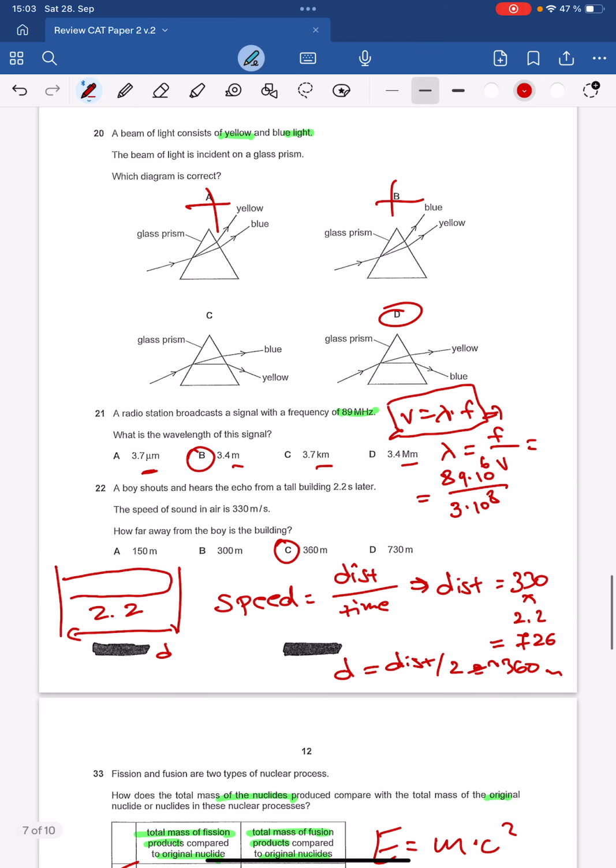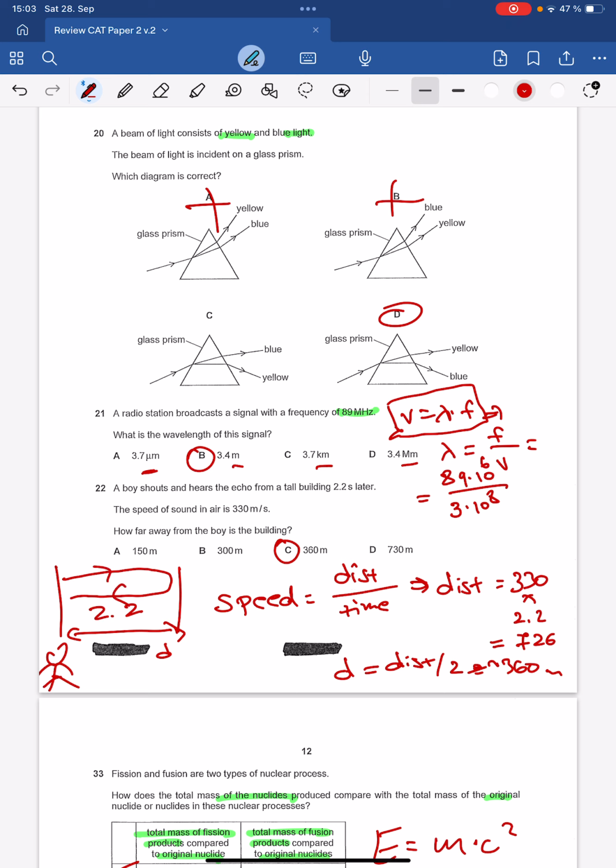22. A boy shouts and hears the echo from a tall building 2.2 seconds later. The speed of sound in the air is 330 meters per second. How far away from the building is the boy? So the boy might be standing here, okay? The echo would travel this distance and then come back, and we don't know this distance over here, okay? But we know that all of this journey, going this way, took 2.2 seconds.